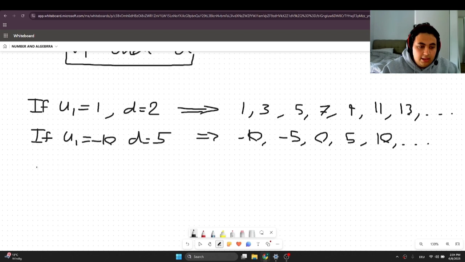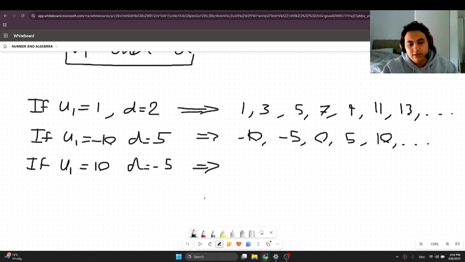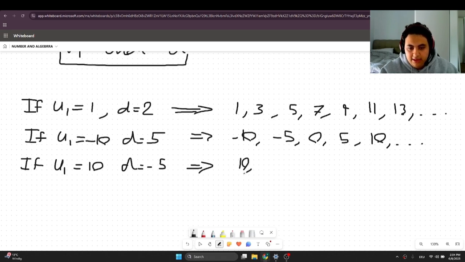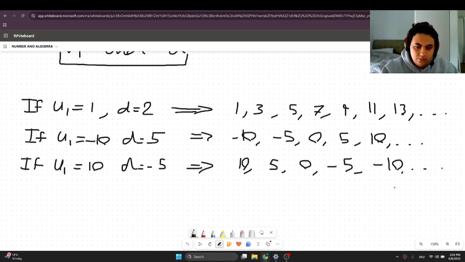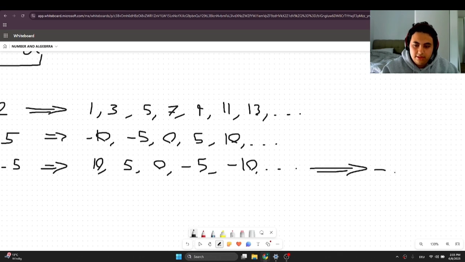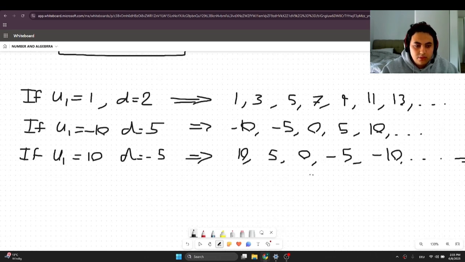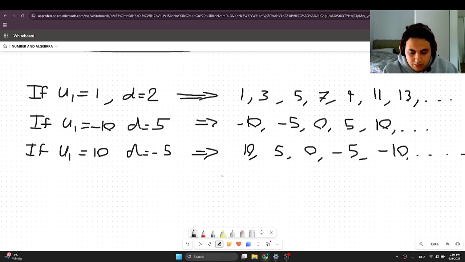Now notice, you can have u1 equal to 10, and d can also be negative. So your common difference can be negative, so you're moving in the negative direction. You can start with 10, then go to 5, then 0, then negative 5, then negative 10, and so on into negative infinity. So that's that. There we go.